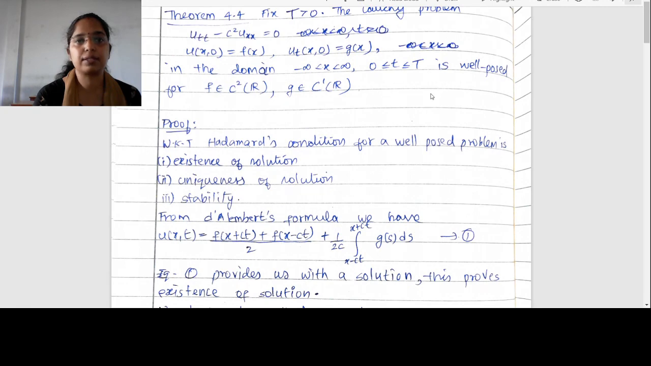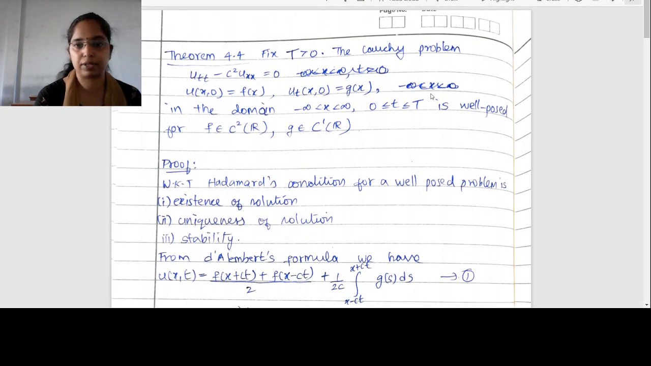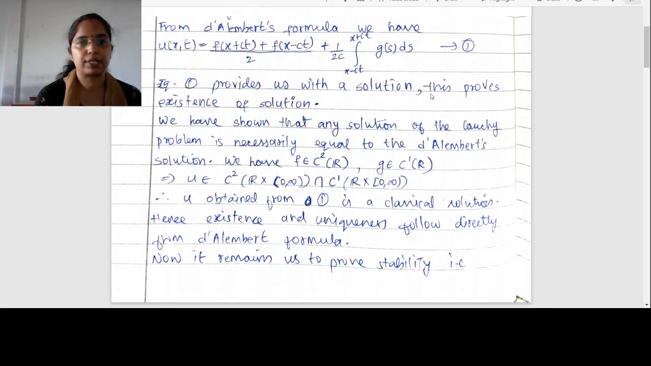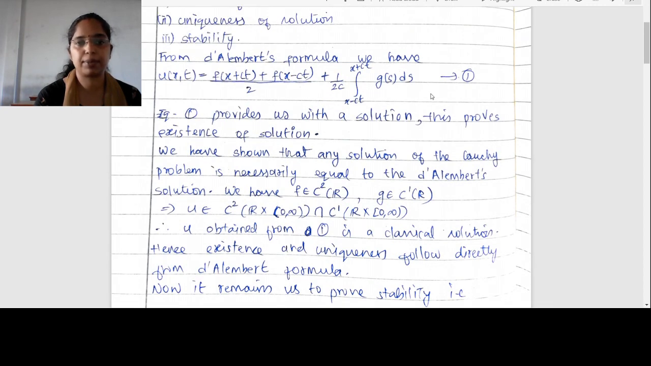So we have to show that this Cauchy problem with the corresponding initial condition, and the time t fixed, is a well-posed problem. Now from D'Alembert's formula, we have u(x,t) equal to [f(x+ct) plus f(x-ct)] by 2 plus 1 by 2c times the integral from x-ct to x+ct of g(s) ds. Mark it as equation number 1. From equation 1 we have that a solution exists. It means the first part of Hadamard's condition is satisfied, that is, existence of a solution.